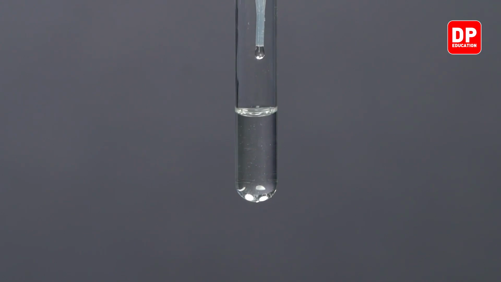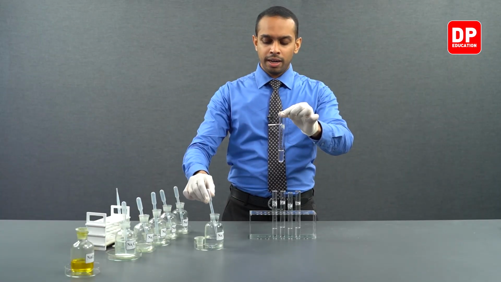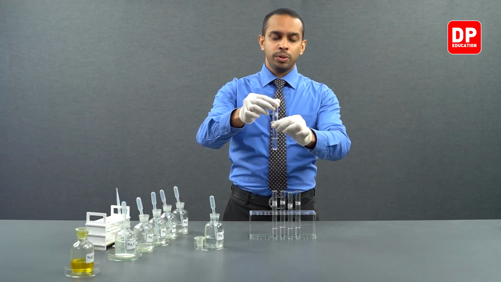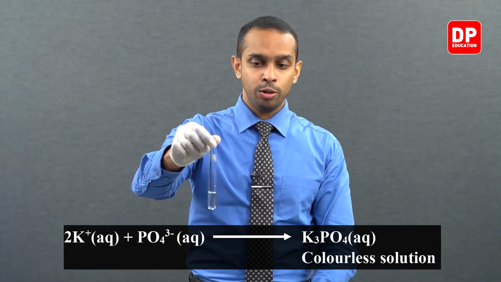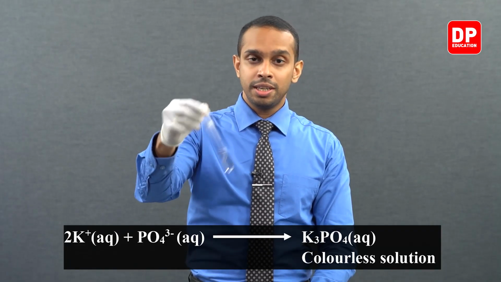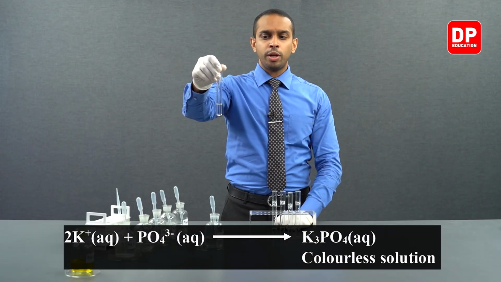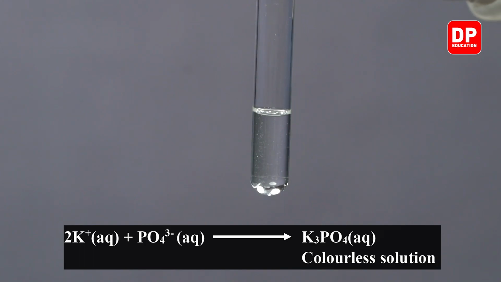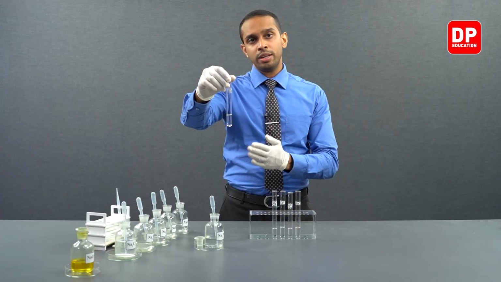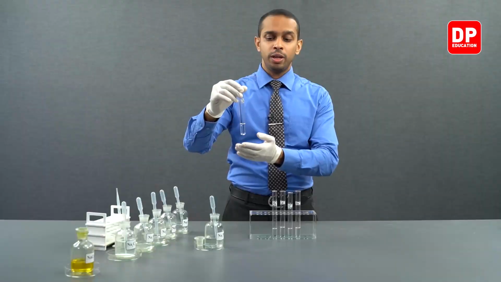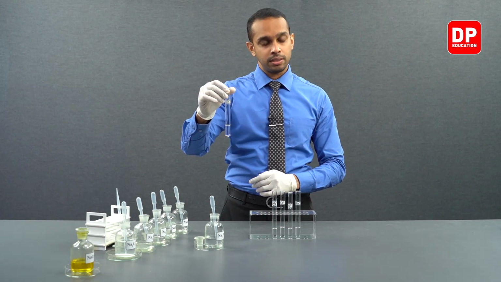As you can see, when I add phosphate ion solution drop by drop to potassium 1+ aqueous ion solution, it does not form a precipitate. The reason why you do not see a precipitate is potassium ions, when reacted with phosphate ions, will be forming potassium phosphate. Potassium phosphate is water soluble and therefore it will not form a precipitate.